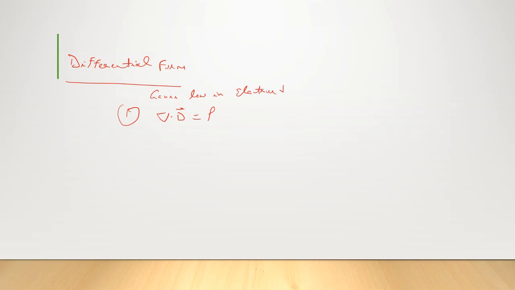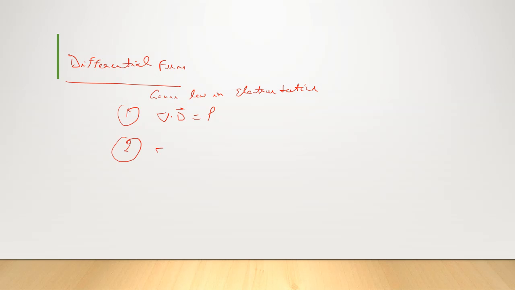First of all, the differential form. Differential form means in the form of the del operator. The first Maxwell equation is del dot D equals rho. That is Gauss law in electrostatics. This is the first Maxwell equation.